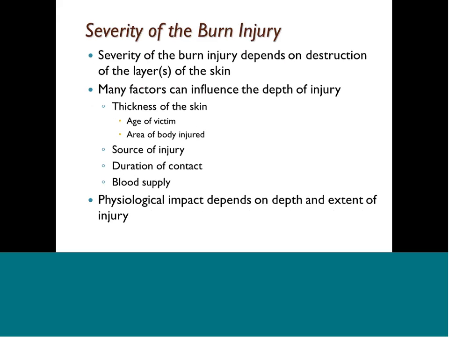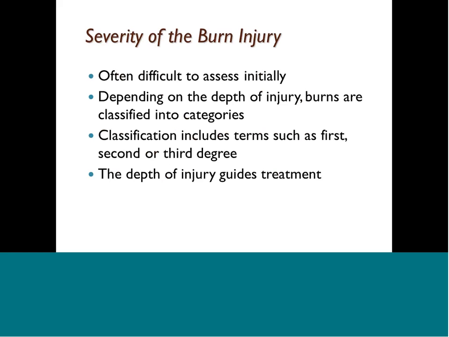Their skin is a lot thinner than the adult person. We also look at the area of body injured also. The skin is much thicker on the hands and the soles of the feet than on the eyelid areas. We also look at the source of injury, their duration of contact, and the blood supply to that area. Physiological impact depends on the depth and extent of injury.